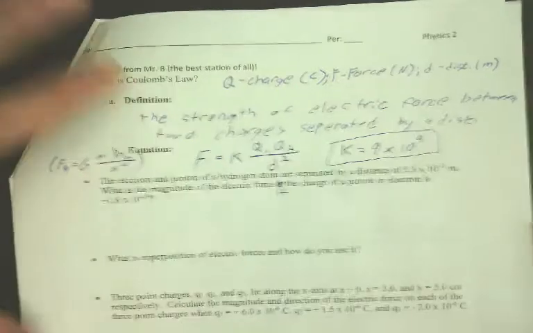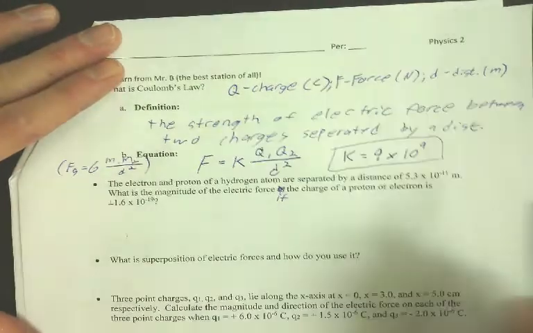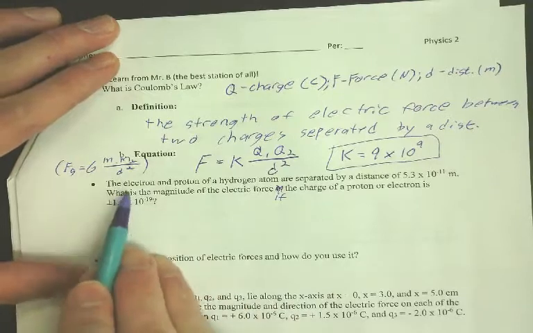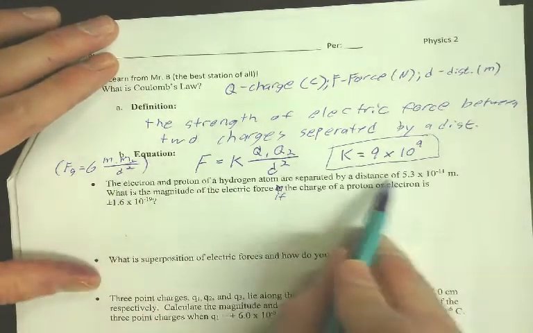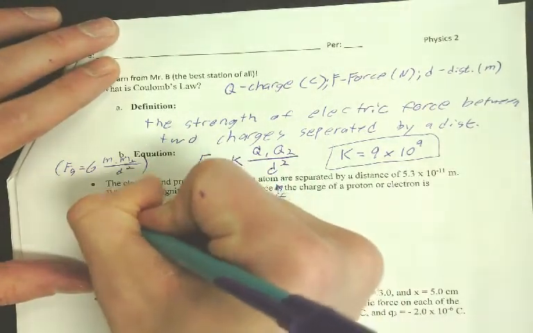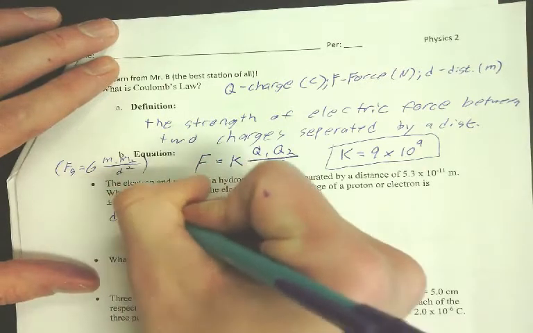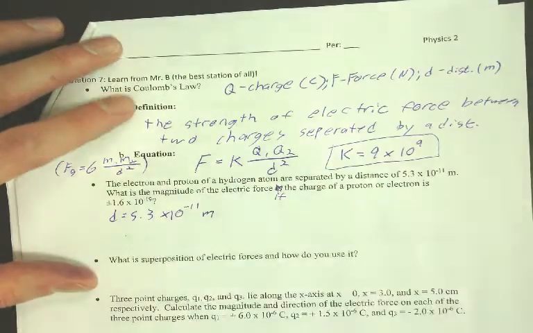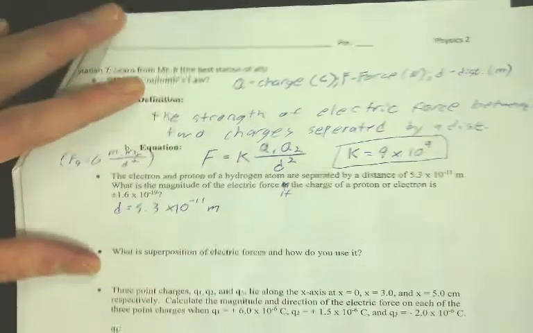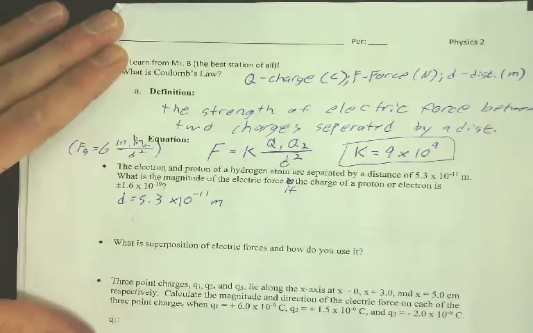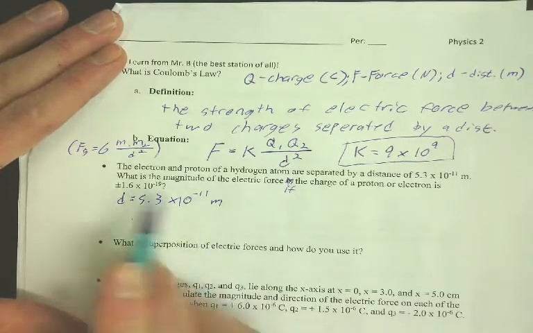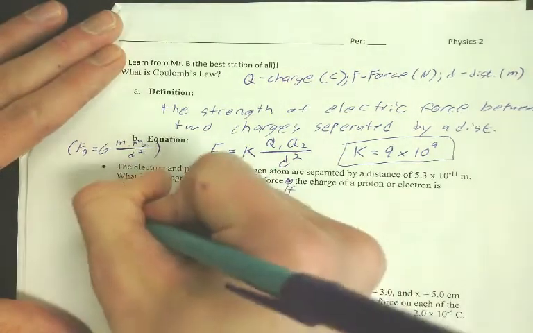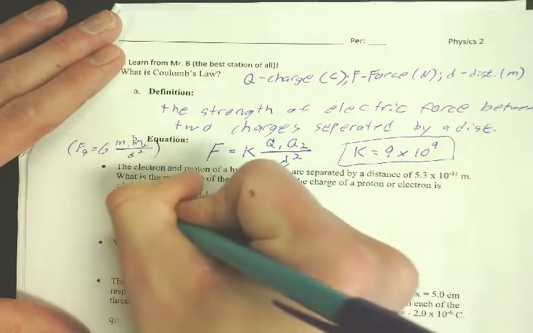So, first things first. Write down the things that we know. We have an electron and a proton separated by a distance. The distance between them is 5.3 times 10 to the negative 11th meters. Next, it says, what's the magnitude of the force? So what is the force?